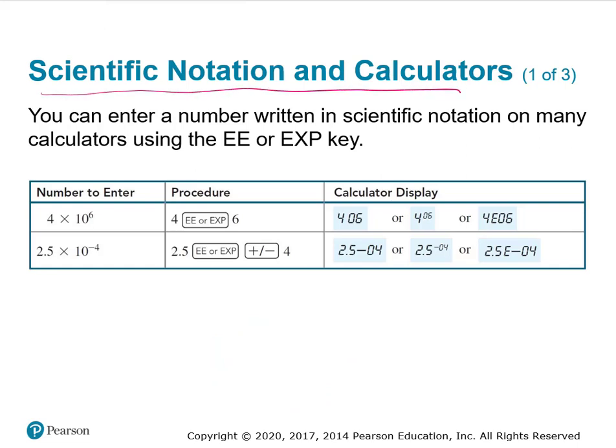Let's say I need to put 4 times 10 to the 6th in my calculator. You're going to type in 4, and then either your calculator has EE or EXP, then 6. That will give you one of these displays: 4 raised to the 6th power, or 4E06. Those all mean 4 times 10 to the 6th.